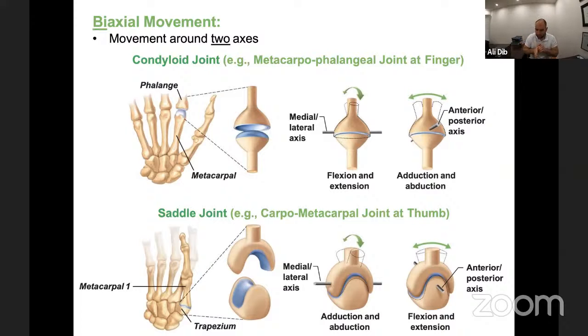Whereas the thumb, it's more of a saddle joint. So it's not a domey type shape. It's more of a saddle shape. So it still exhibits those 2 motions, but it doesn't look like the condyloid joint, which has more of a dome type shape.